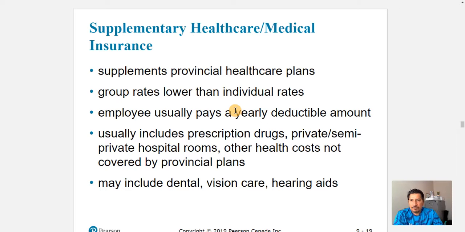Supplementary health medical insurance supplements provincial health plans. Group rates are lower than individual rates. The employee usually pays a yearly deductible amount. It usually includes prescription drugs, private or semi-private hospital rooms, and other hospital costs not covered by provincial plans. It may include dental, vision care, and hearing aids. So these are extra supplementary benefits for employees.